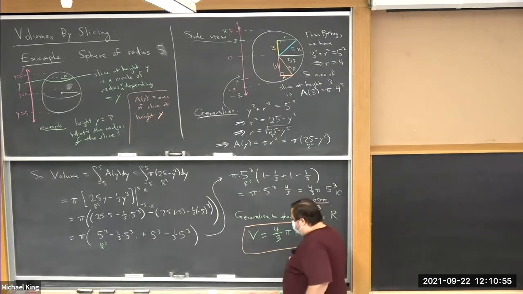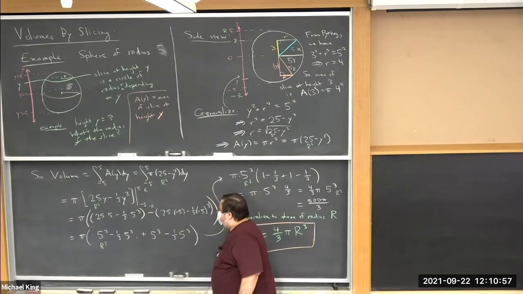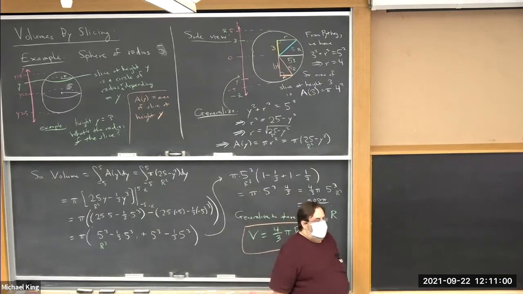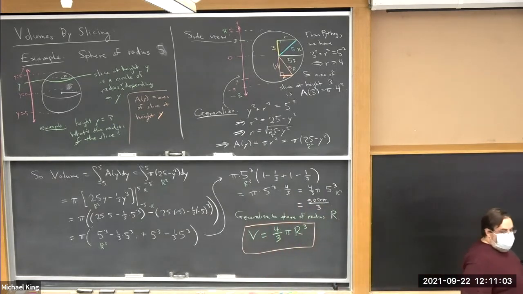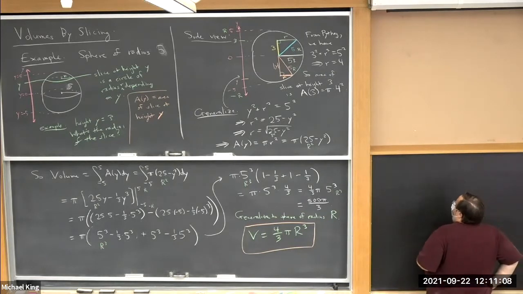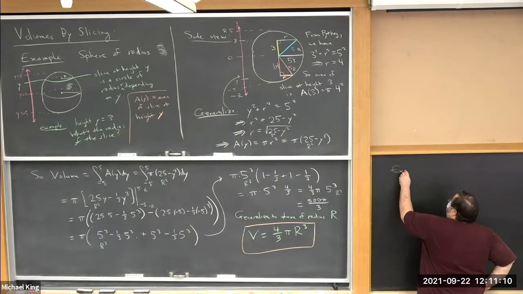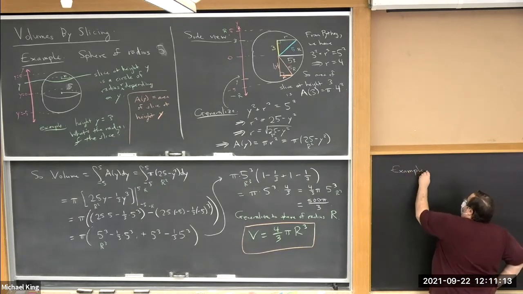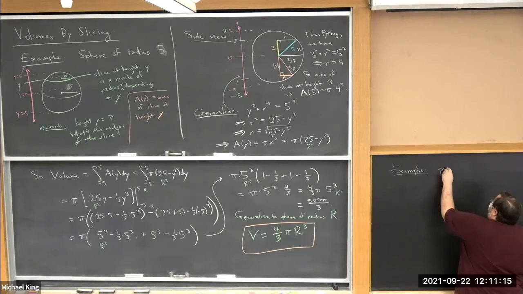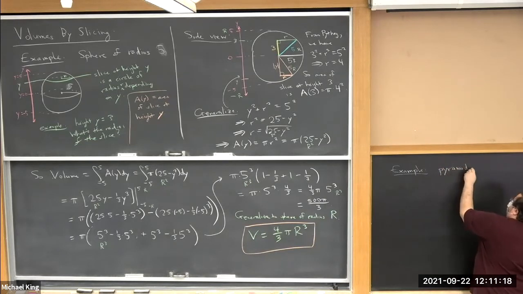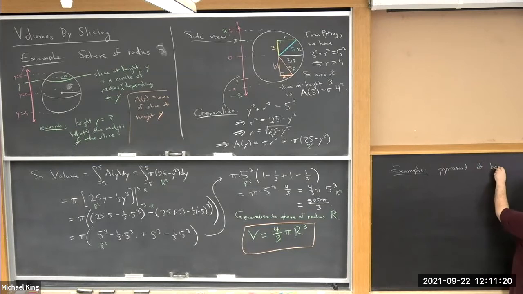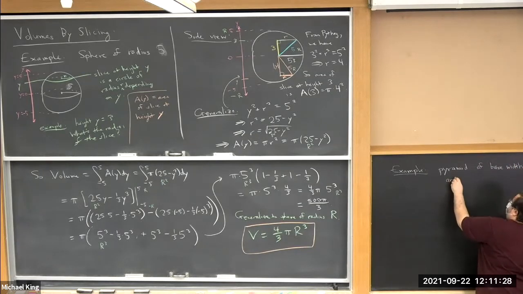So, okay, I guess maybe I have time. The only other shape that we really see that's not too bad, because it's actually very similar to the cone, is a pyramid. So let's do one more example. Actually, let's do it with letters. Base width W and height H.